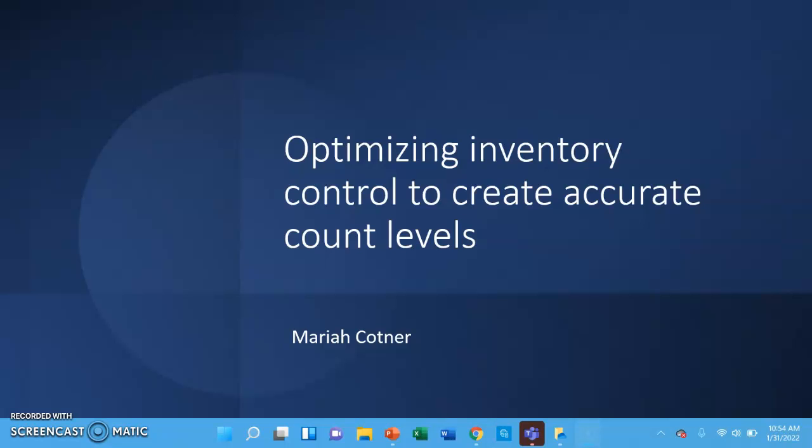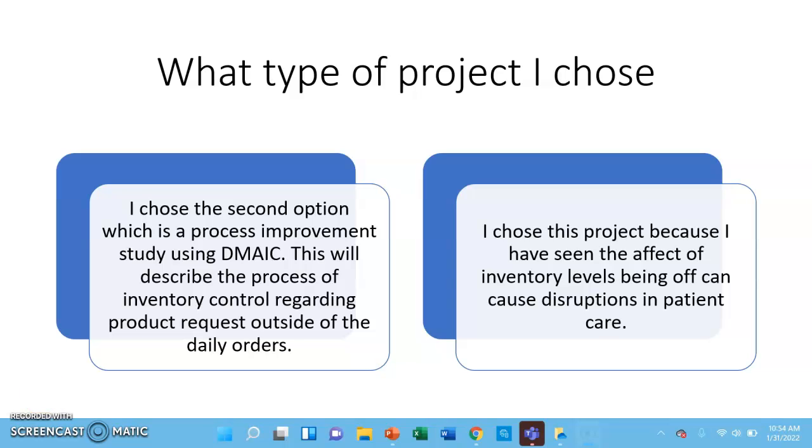Hello, for my project, I will be talking about optimizing inventory control to create accurate count levels at St. Thomas, Rutherford. The type of project that I chose is the second option, the process improvement study using DMAIC. This will help me understand inventory control regarding product requests outside of the daily orders that clerks do bring and stock up on the floors.